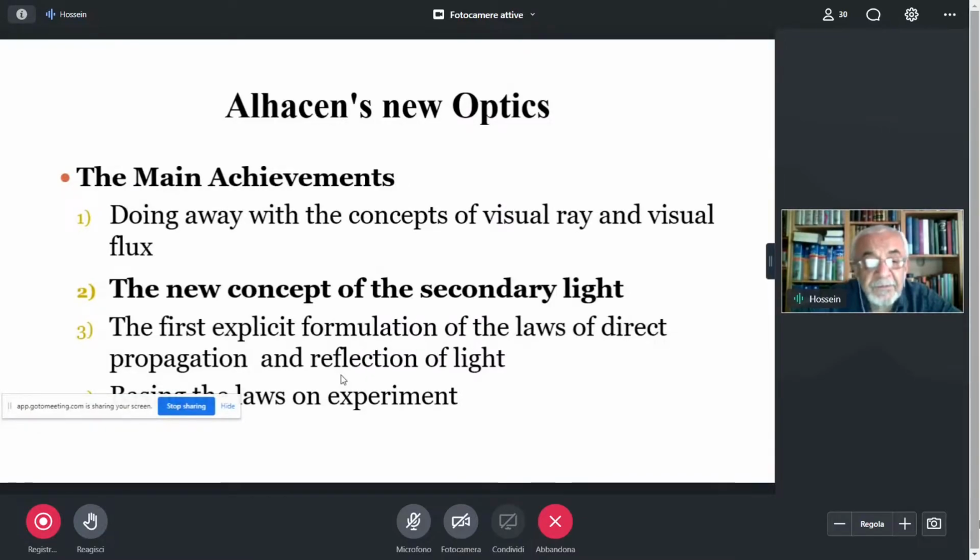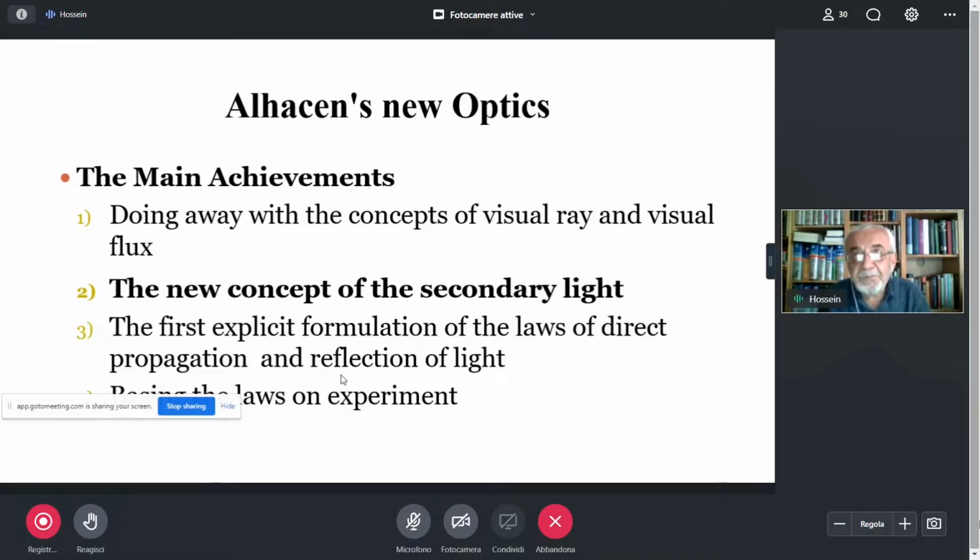His starting point is that he created a really new science of light. That is, he put aside the prevalent idea of the existence of visual rays which were emitted from the eye and were the means by which we see things. He proposed that we can explain all phenomena related to vision only by the use of light rays, and we don't need this concept of visual rays.